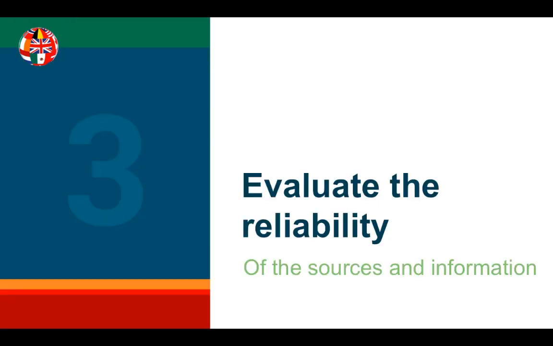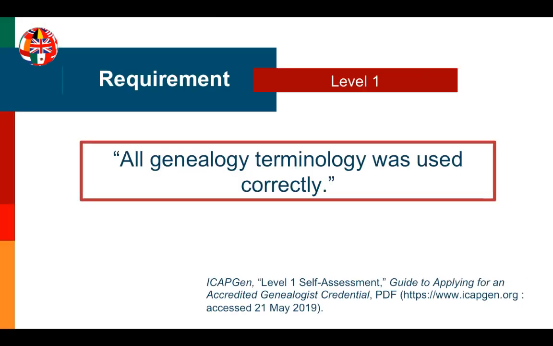Next, let's cover the importance of evaluating the reliability of sources and the information found in those sources. Another Level 1 requirement is that, quote, all genealogy terminology was used correctly. So when evaluating the reliability of the sources, the information, and the evidence found, be sure to use proper terminology. So let's go over terminology terms in more depth now.